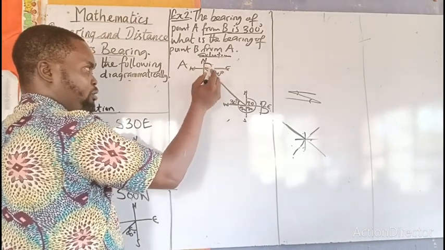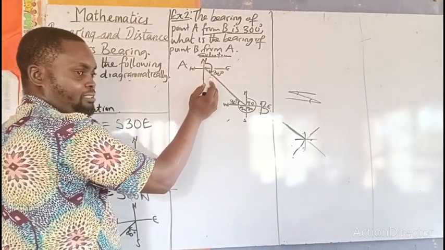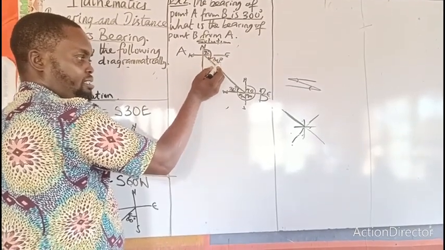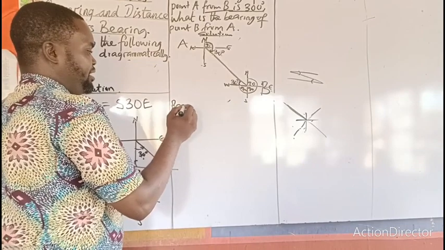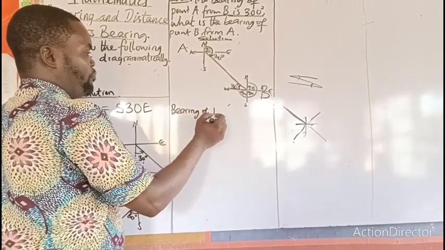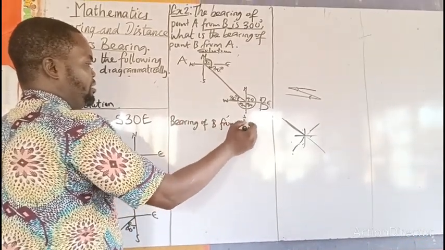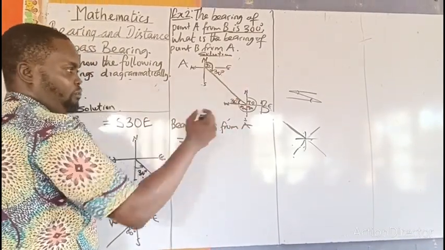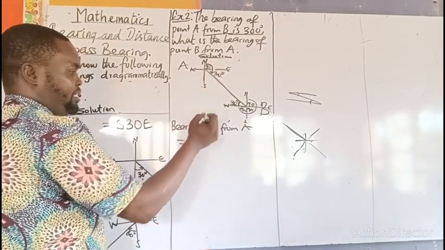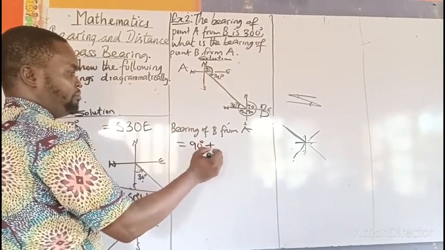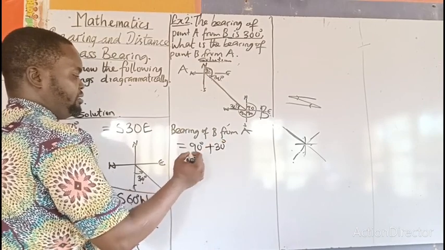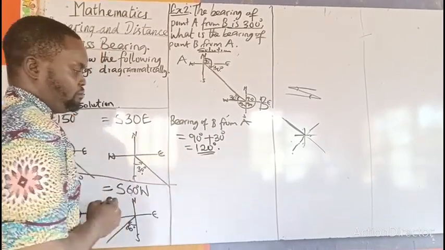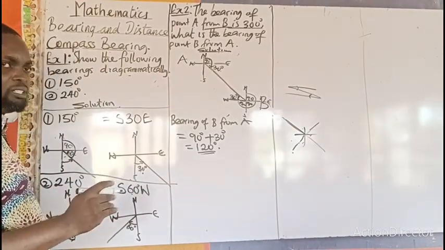You are reading from the north, which means you start from the north here, up to the line. And what is this place? 90. And then you have your 30. Which means the bearing of B from A will be equal to all the things that you got before you get to the line. What are the things that we have there? 90 degrees plus 30 degrees, and that is 120 degrees. That's what they are asking us.